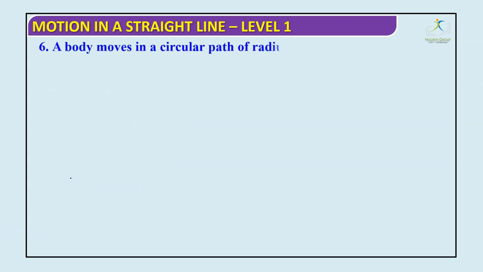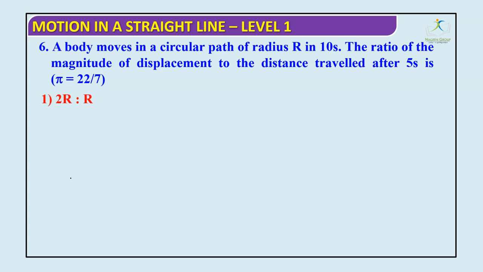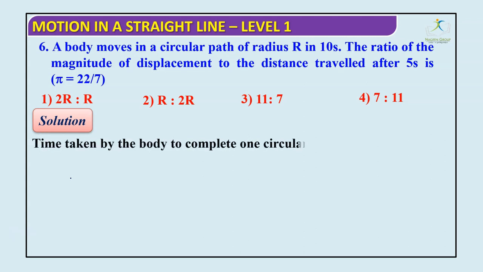Hope you understand, guys. The next question is question number 6. A body moves in a circular path of radius R in 10 seconds. The ratio of the magnitude of displacement to the distance traveled after 5 seconds, where pi is equal to 22 by 7, is 2R ratio R, ratio 2R, 11 ratio 7, or 7 ratio 11. So let's move with the solution part. The time taken by the body to complete one circular path is 10 seconds, as in the given question.